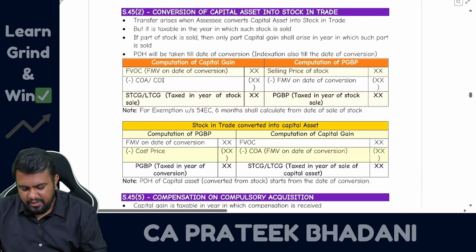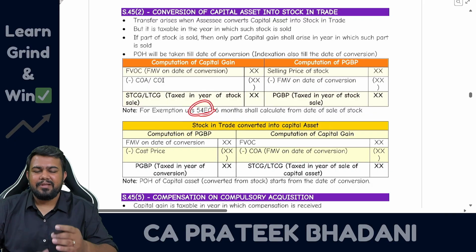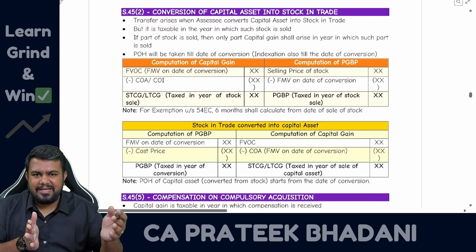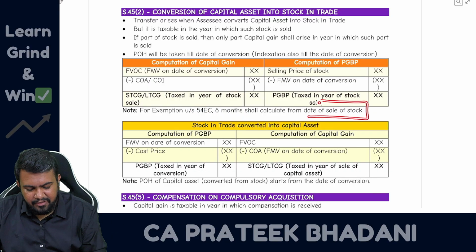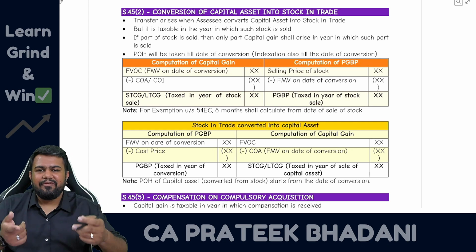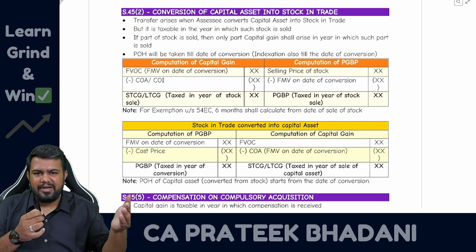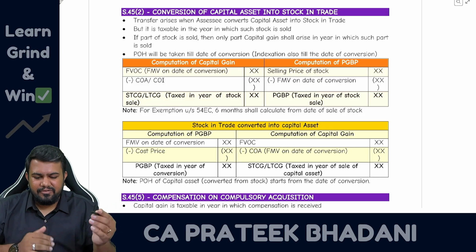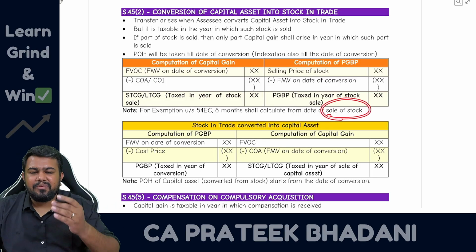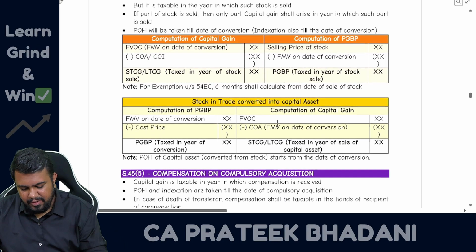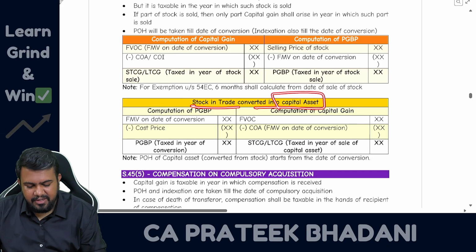And if at all 54EC exemption will be claimed, then the 6 months period for 54EC exemption will start from the date of sale of stock only. Okay, in 54EC we will see to claim the exemption there is 6 months time from the date of transfer, but here you should not take from the date of transfer, you should calculate the 6 months from the date of sale of stock.